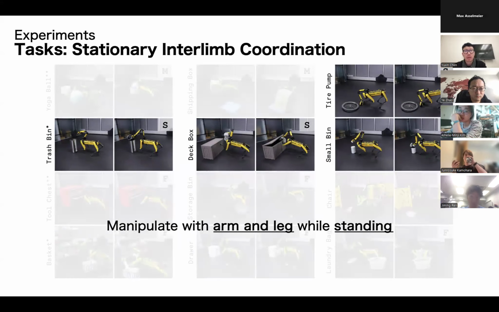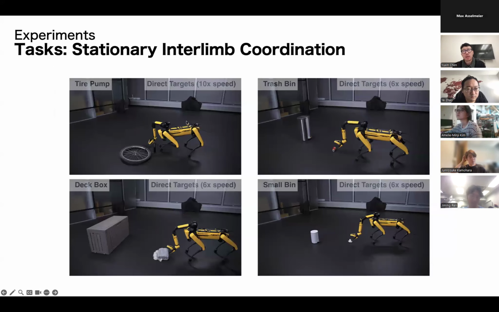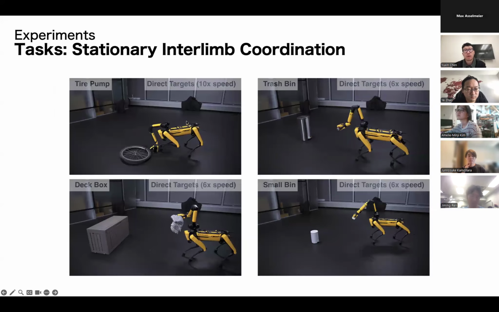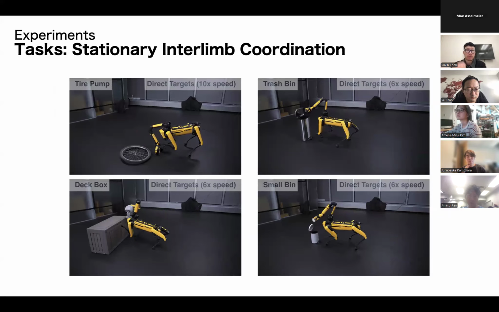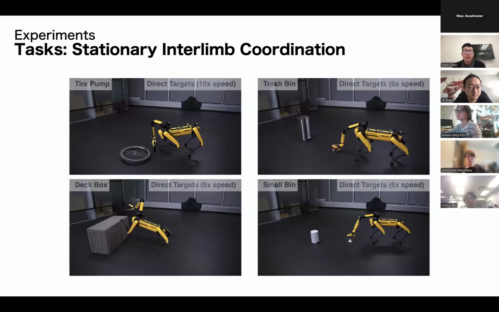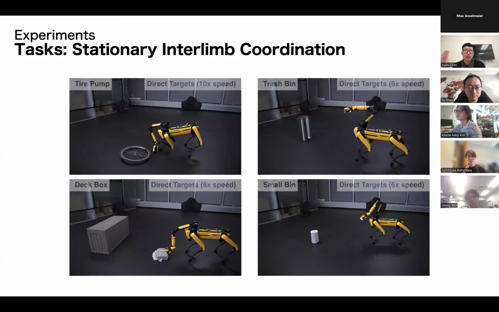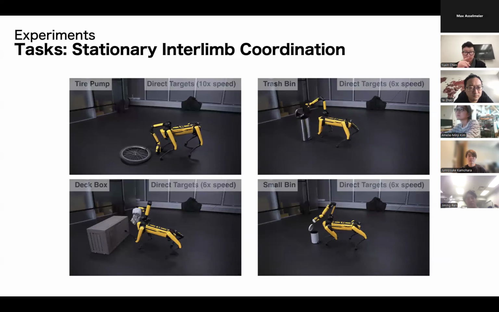The second category, we call it manipulation with arm and leg while standing. In this case, the robot is not moving, but it has to do multi-contact manipulation to complete the task. For example, here we try to pump the tire, so we have to let one manipulator stabilize the pump and the other one actually push the pump. Or the trash bin: we have one contact press the pedal to lift up and open the lid, and the other manipulator actually puts the object inside the trash can.